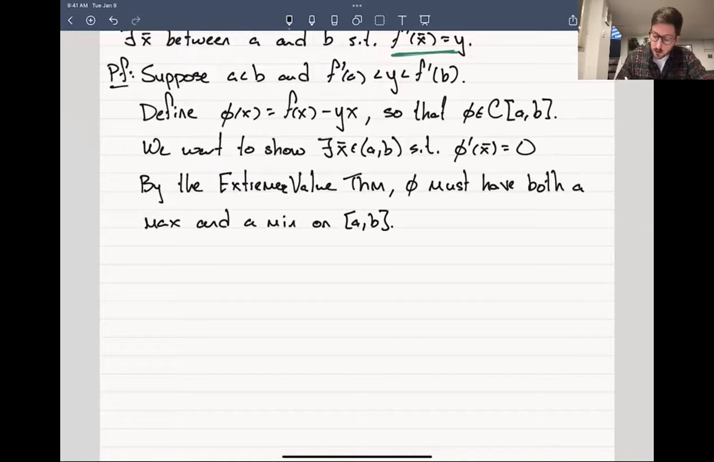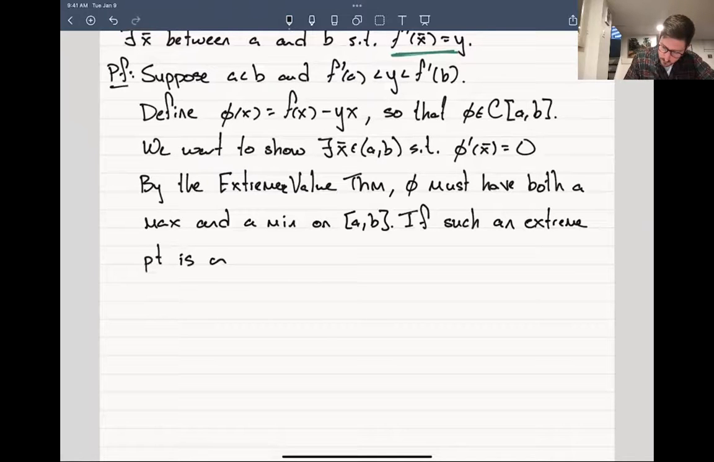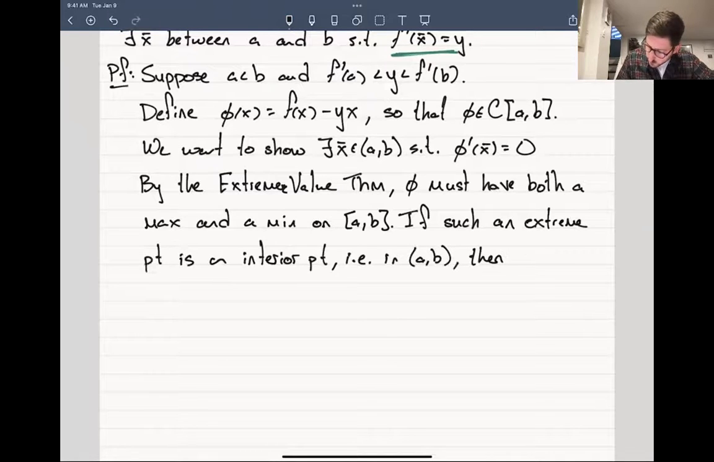Now, we have shown already that if such an extreme point, either a max or a min, is an interior point, so i.e. in the open interval AB, then we actually proved that phi prime is 0 at this point.